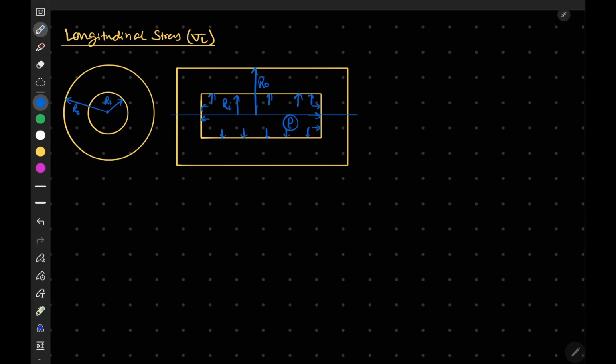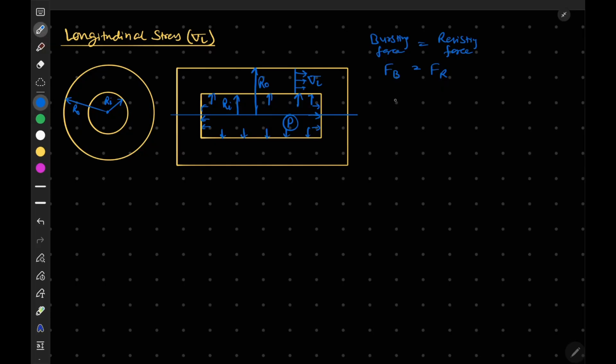Let's proceed. If I want to calculate the longitudinal stress, consider a section here. Longitudinal stress will be acting like this, sigma L. So I can write that this sigma L will be equivalent to your pressure inside. So we can write bursting force FB is equal to FR, or let me write it here, bursting force is equal to resisting force.